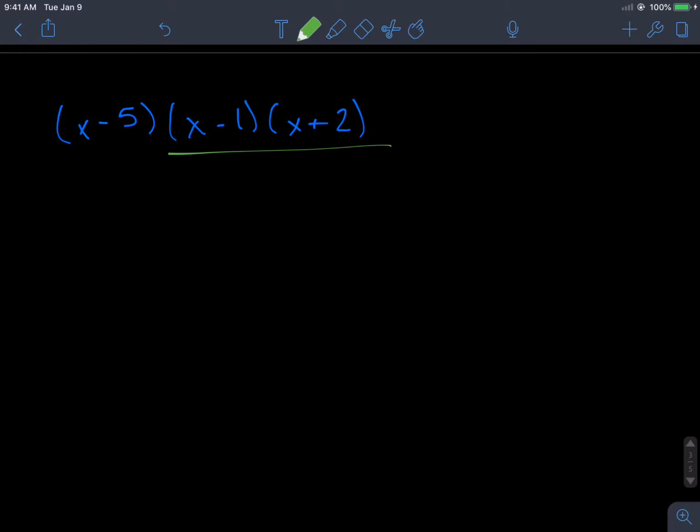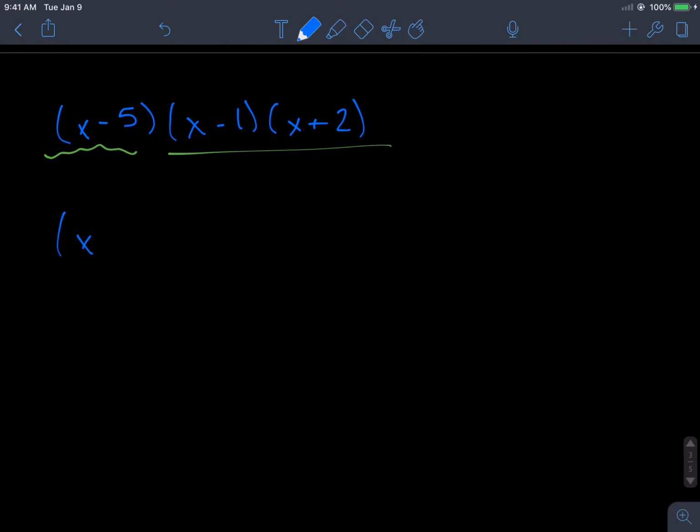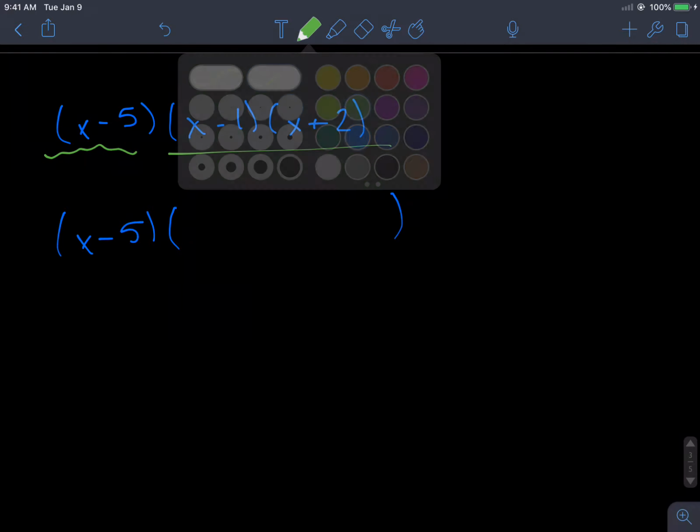I'm going to do these 2 first, just because for some reason I feel like it's simpler to leave the shorter thing in the beginning. I don't know why, that's how it seems to me. So we know on our next line we're going to have x minus 5 times whatever we get from multiplying these two in the middle.